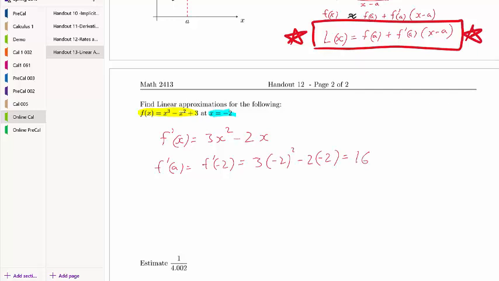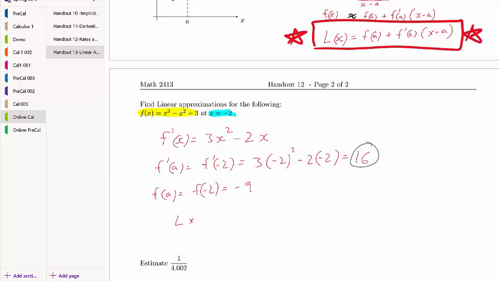And we get 16 right there. And so this 16 is our slope of the line. Next, we need to know what is f of a, and that again is what is f of negative 2, and you will get negative 9 right there. Alright, so let's go ahead and plug everything in.